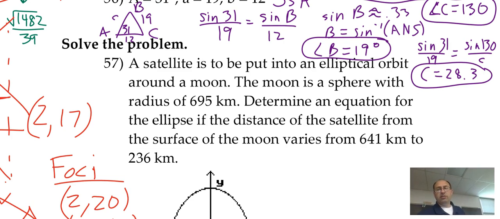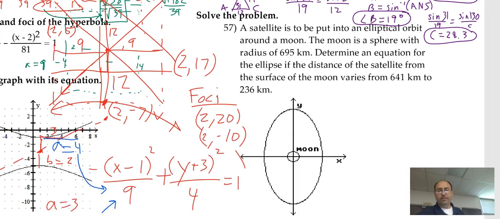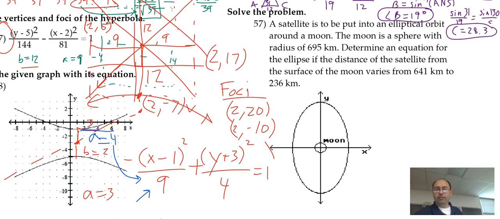57. A satellite is to be... Determine an equation for the ellipse. Okay, all right, let's see if we got enough information. A satellite is to be put into elliptical orbit around the moon. The moon is a sphere with a radius 695 kilometers. Determine an equation of the ellipse if the distance of the satellite from the surface of the moon varies from 641 kilometers to 236 kilometers.